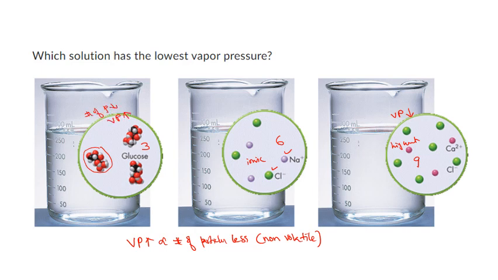So that is not going to be easily vaporizing, the calcium chloride will block the water molecules from getting into the vapor phase. That is why this beaker with the calcium chloride has the lowest vapor pressure.